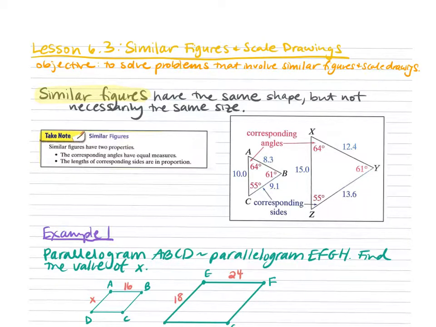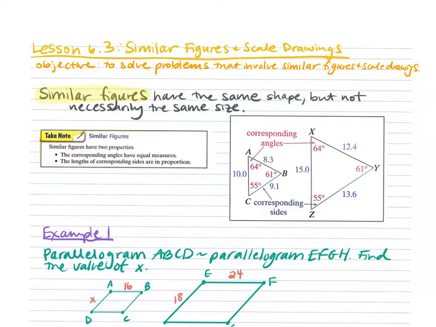In this little note box, it's telling you they have two different properties. The corresponding angles have equal measures, and the lengths of corresponding sides are in proportion. So what does that mean? If we look at this box, we have two triangles. These two triangles are going to be similar triangles. When we say corresponding angles have equal measure, these two angles have the same measure, these two angles have the same measure, and these two angles have the same measure.